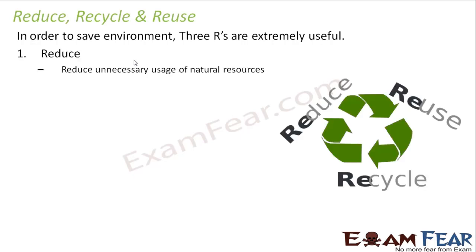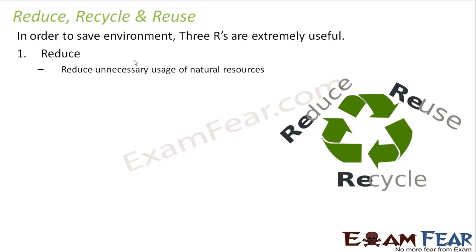First R, that is reduce. What should we reduce? We should reduce unnecessary usage of natural resources. For example, if you are sitting in your study room, you should make sure that only the lights and fans of your study room are on. It is not that when you went to the living room, you switched on the light, and now you came to your study room, but the light in your living room is still switched on, right? So we need to take care of such things.